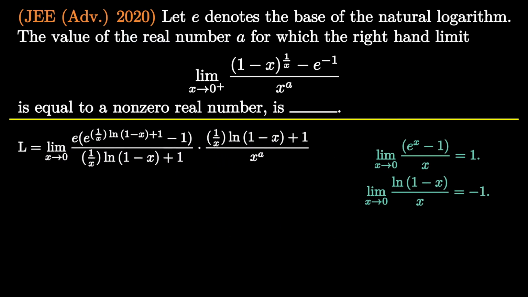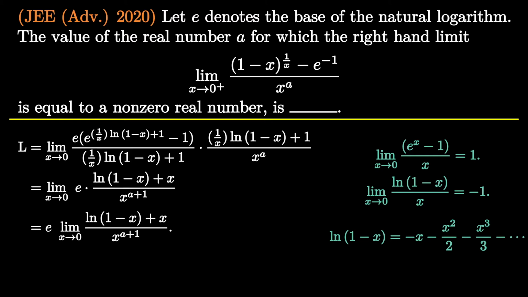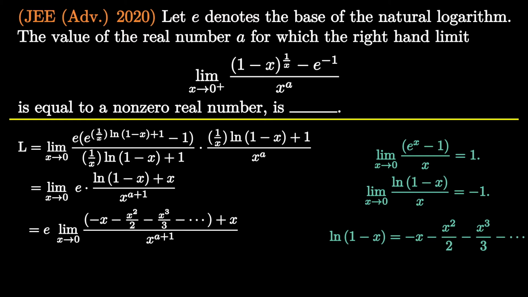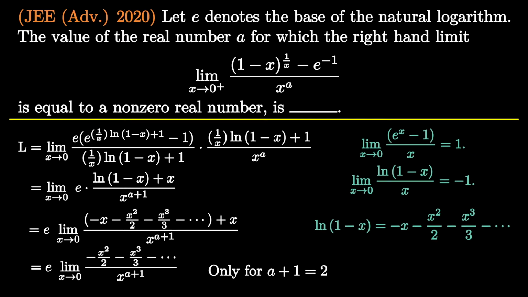We can manipulate L by using these two standard limits and we get L is equal to e into the limit as x tends to 0 of (ln(1 minus x) plus x) upon x to the power a plus 1. In order to evaluate this limit further, we can use the Taylor series expansion of ln(1 minus x). By using the expansion, we are able to find the value of a if L is non-zero. Notice that this limit is a non-zero real number if and only if the denominator is x square. Equivalently, a plus 1 is equal to 2, which gives a equal to 1, and this completes the solution.